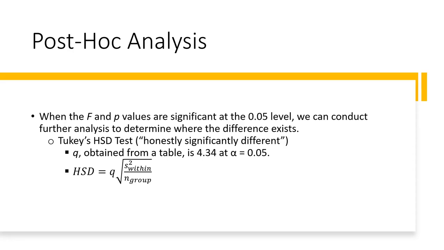And so when we do post hoc analysis, one that you might want to look at is Tukey's HSD, or honestly significantly different test, where Q is obtained from a table. When you're using an alpha of 0.05, which is pretty standard for post hoc analyses, your Q value is going to be 4.34. And so you're going to look at your variance within divided by the number in your group.